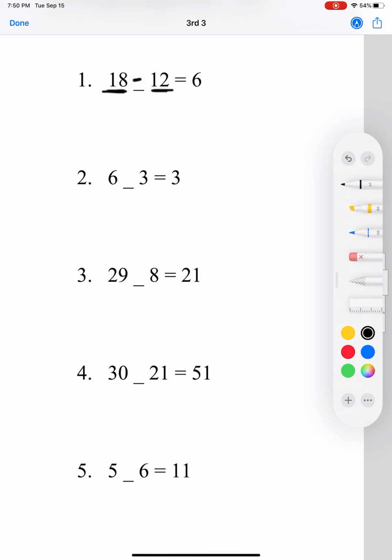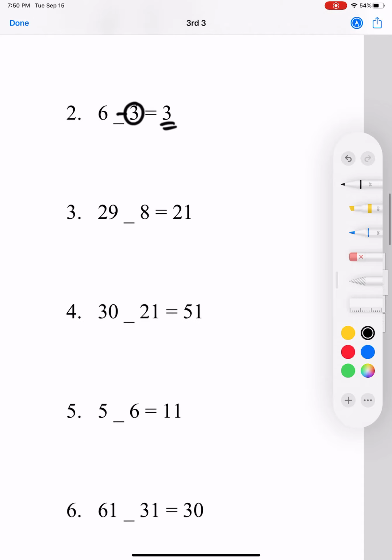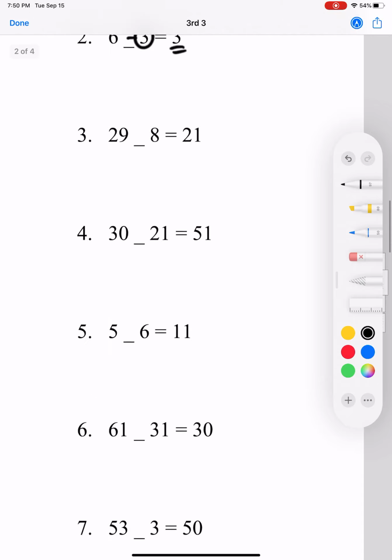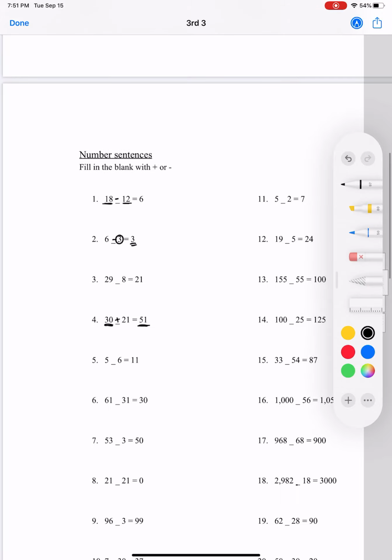Likewise, for number 2, 3 is a smaller number than 6, which is the number that comes first, which means that you had to subtract this number in order to get to this number. How about we try number 4? So this is the first number, 30, and this is the resulting number, 51. Now, as you can see, 51 is greater than 30, so in order to get to 51, you would have to add these two numbers, so the answer would be addition.